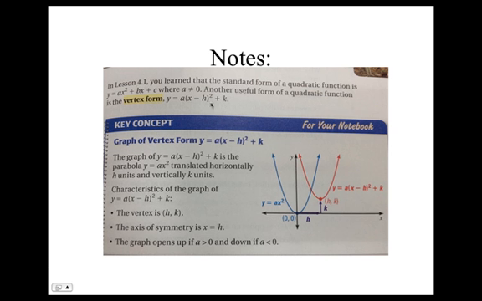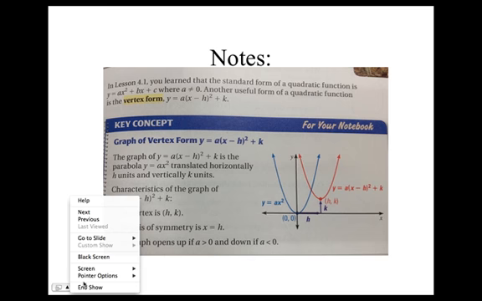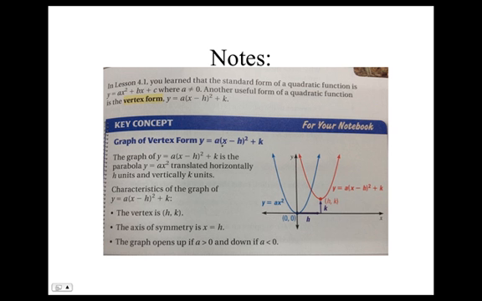Y equals, you should write this down. Y equals a times x minus h squared plus k. Where have you kind of seen this before? Absolute value. Absolute value is very similar to this. So, if you know absolute value, you're going to know what this is then. So, (h, k) is the what? The vertex. So it says that right here.